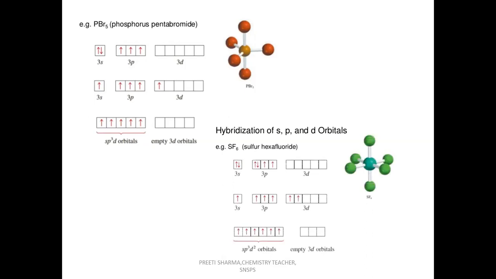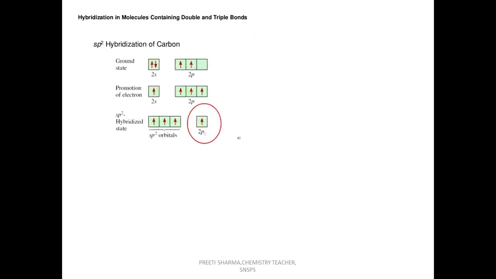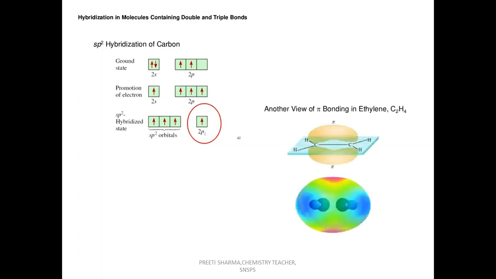The same as in the case of sp3d2, the example is SF6, sulfur hexafluoride, where the octahedral shape is there. Now the hybridization of molecules containing double and triple bonds, students. This is very important because here a sigma bond is formed as well as a pi bond. You can see the example. First of all, I'll talk about the example of C2H4. And you know that C2H4 consists of one sigma bond between C and C and one pi bond, right, students? One pi bond is there. I've shown the picture. See, the hybridization is taking place.